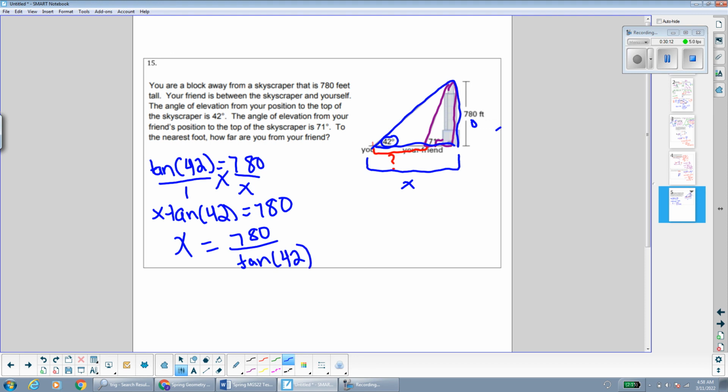I'm not going to round yet because I don't want to round until my very last step, because otherwise you might make a rounding error and get a point deducted from your question, and you don't want that to happen when you know what to do.